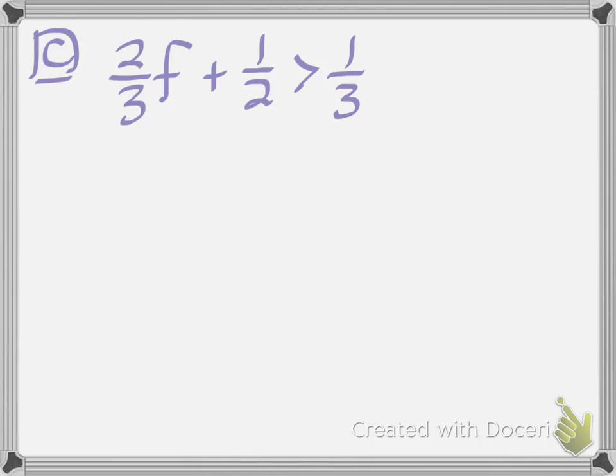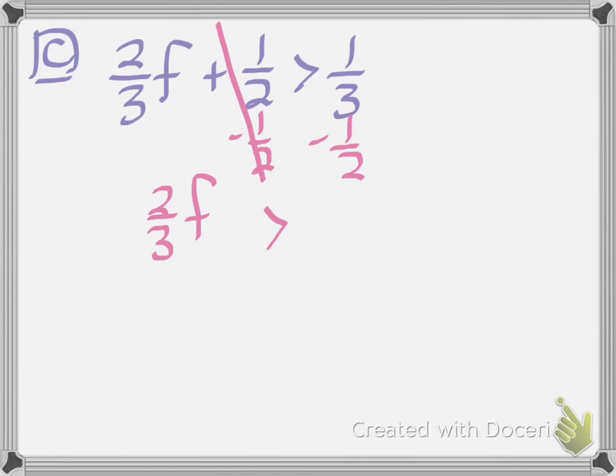Okay, now we've got these fractions. 2/3 f plus 1/2 is greater than negative 3. Let's subtract 1/2 from both sides. 2/3 f is greater than negative 3 minus 1/2. I need a common denominator. That gives me 2/6 minus 3/6. So that is a negative 1/6.